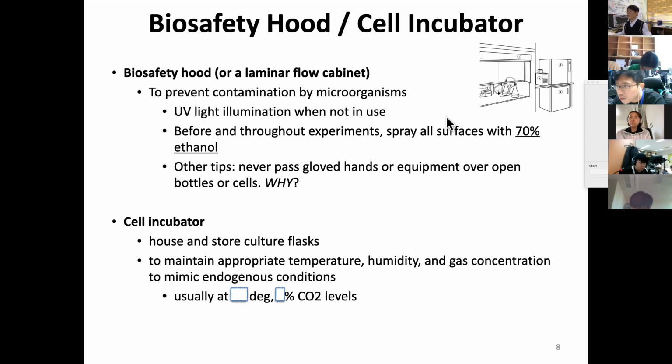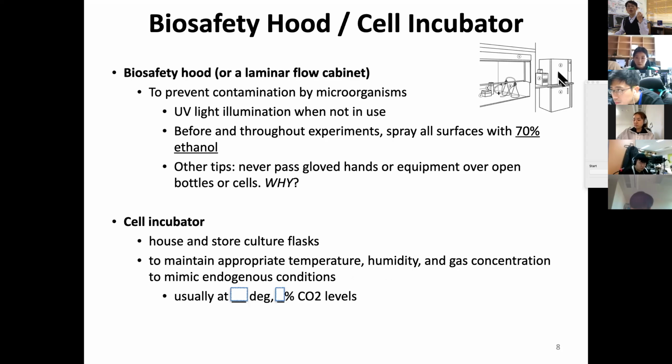All right, so the cell culture incubator is number 2 here. It looks like a refrigerator, except that it has a different temperature, humidity, and gas condition, to house and store culture flasks. It maintains appropriate temperature and humidity. You will find water at the lower bottom. If it's drying, you are supposed to pour deionized water so that it can provide humidity.